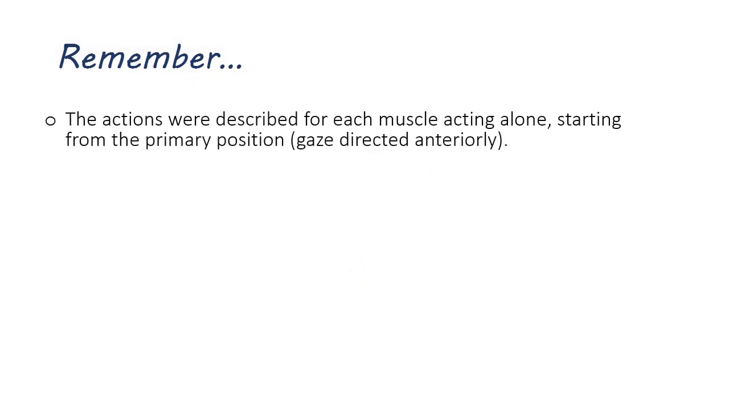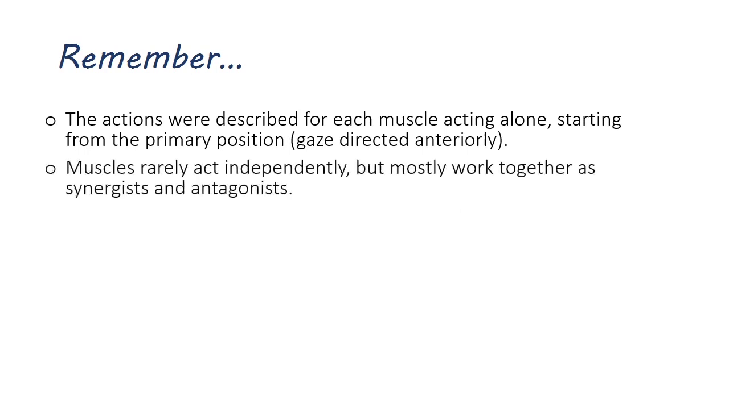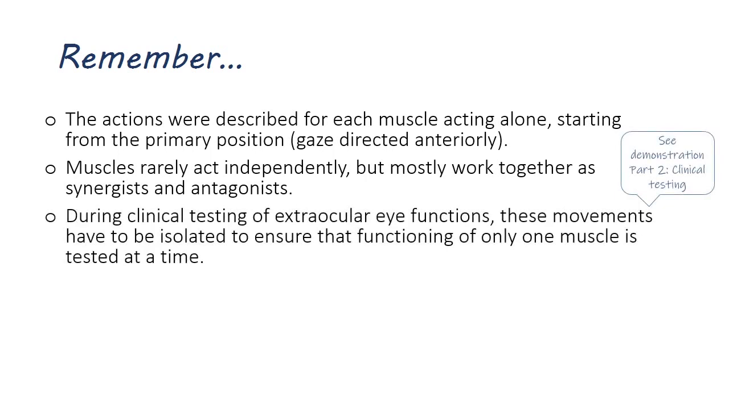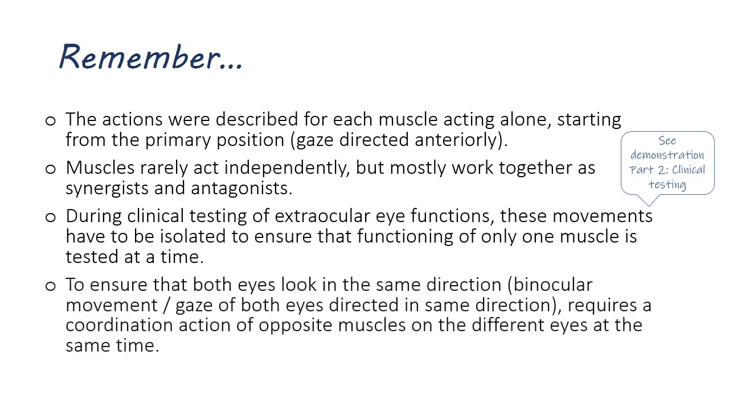A few things to remember regarding movements of the eye. The actions were described for these muscles acting alone, starting from the primary position, in other words, with the eye looking straight forward. However, these muscles rarely act independently, but almost always work together in a synergistic or antagonistic action to produce specific movements. During clinical testing of these extraocular eye functions, movements have to be isolated to ensure that functioning of only one muscle is tested at a time. And lastly, to ensure that both eyes always look in the same direction, it requires a coordinated action of opposite muscles working on the two different eyes at the same time.